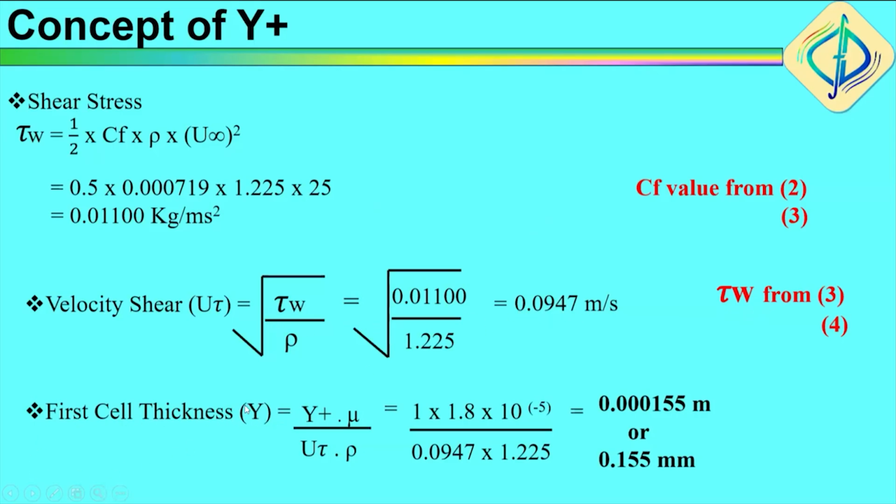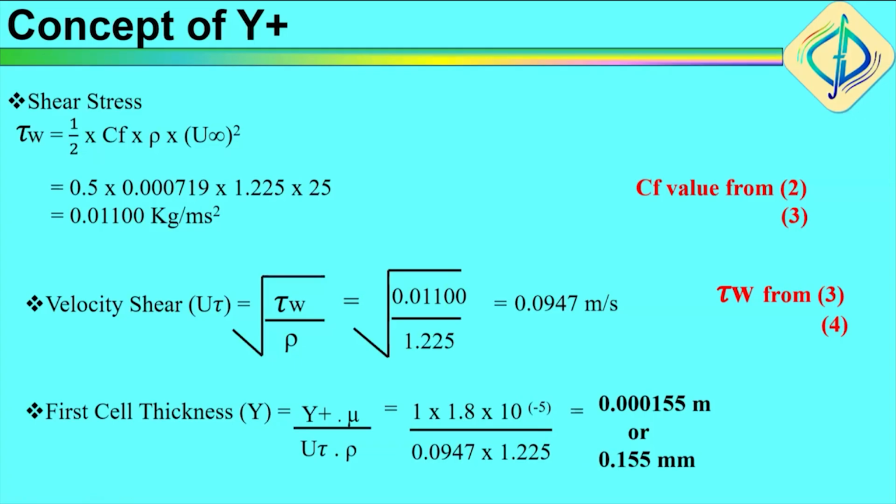And now the first cell thickness y. In snappyHexMesh, if you see, there is a line where you can specify your first cell thickness. As we were targeting a y plus value of 1, I have taken it as 1. We are fully resolving the viscous sublayer. So y plus into dynamic viscosity, divided by this friction velocity and density. So we are expecting 1 here as the y plus value. Our first cell thickness comes out to be around 0.000155 meter, or 0.155 mm.